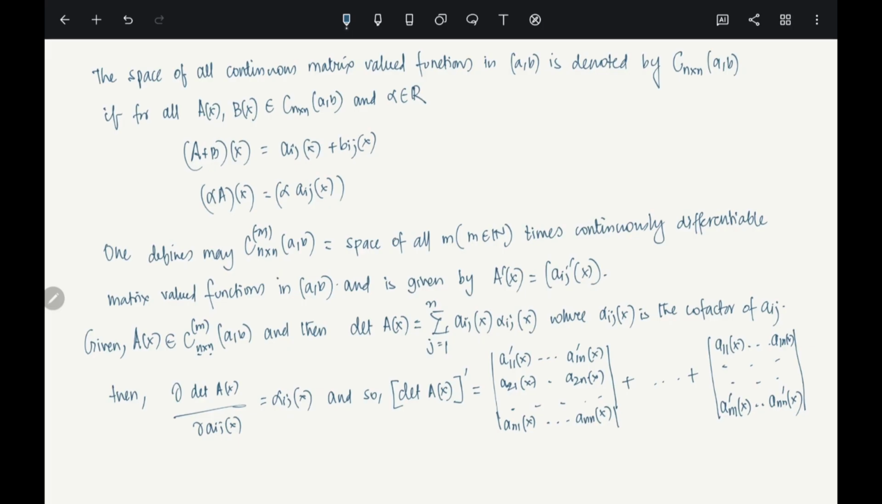Okay, so this is how you take the derivative of the determinant of a matrix valued function. So this is quite clear. If you are still doubtful, please check it using a 2x2 matrix. Then you will be convinced. But this is quite clear, right? Okay, so with this we are going to end this video.